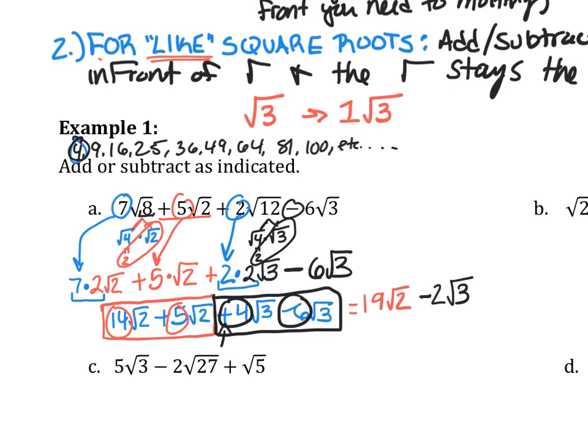And then the square root 2 and square root 3 are not the same number under the square root, so we cannot combine those any further, and this would be our final answer.